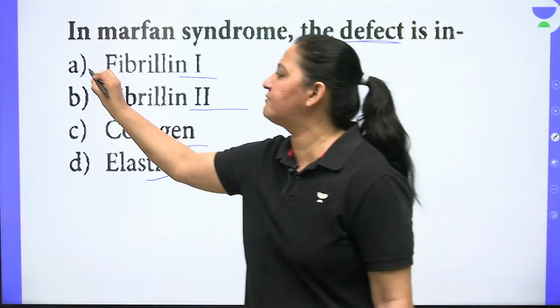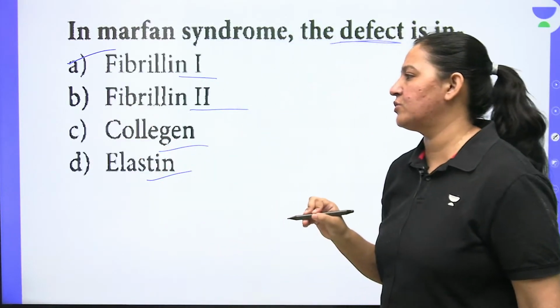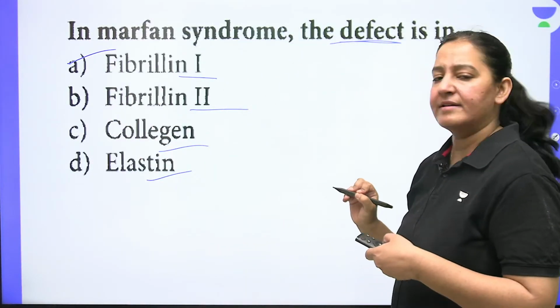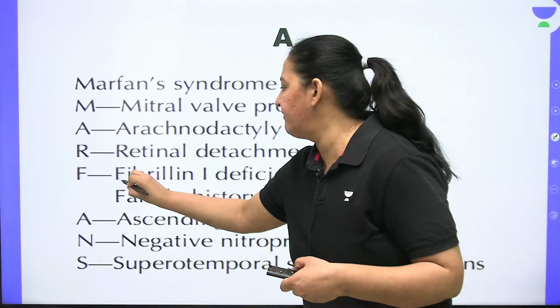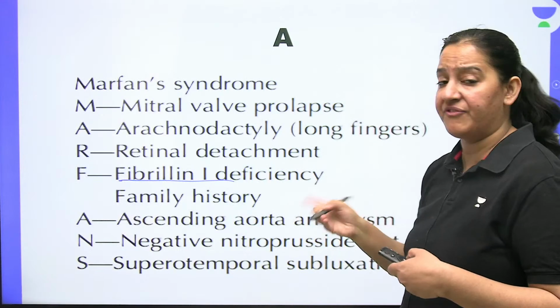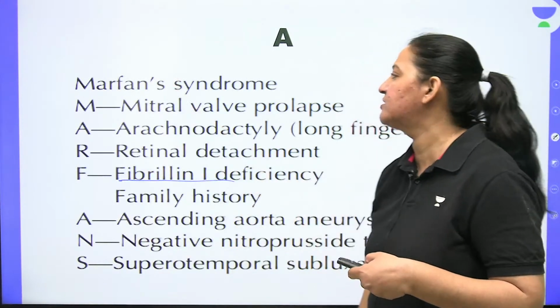Yes, you all are right. It is fibrillin 1. Very good, Vibhuti, Soumya, Osama. The correct answer here is fibrillin 1. So you can see here it is the fibrillin 1 gene which is mutated in Marfan. Marfan ka F, the mnemonic, Marfan ka F is fibrillin 1.